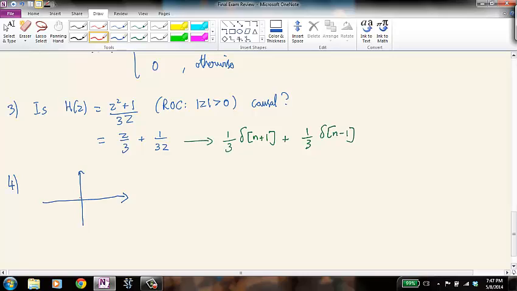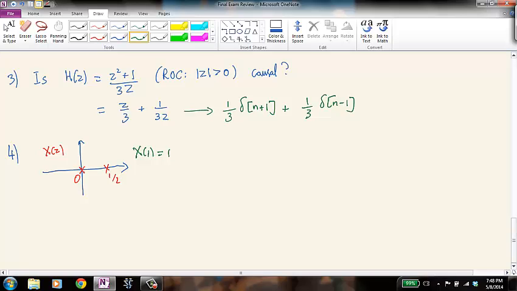Okay, so let's just do another example where you start with the pole zero diagram. So you have poles at 0 and half, and that's all you have actually. This is for x of z, and you're given that x of 1 is equal to 1. Okay, so can you recover the system just given this information?